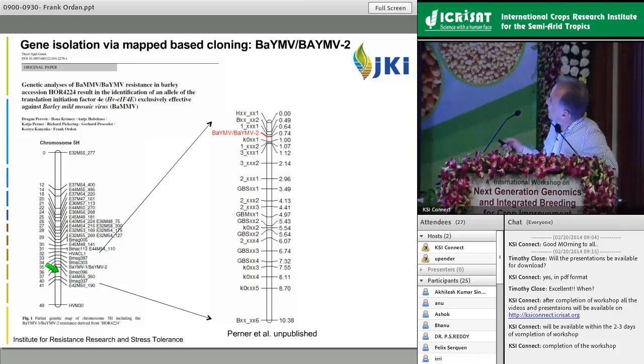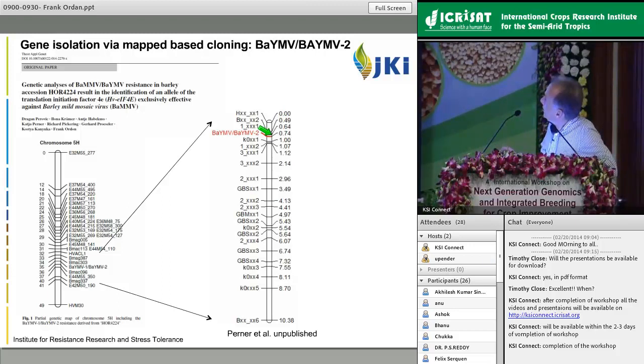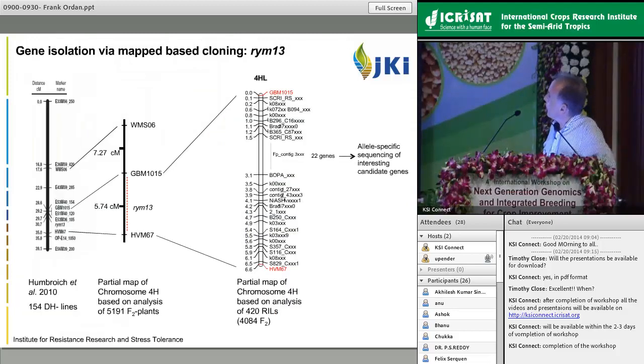So we just conducted the same procedure, and up to now we were able to map this gene to an interval of around 0.3 centimorgan, and the parental lines of this population are at the moment being analyzed by exome capture in order to identify additional markers and to isolate this Barley mild mosaic virus gene, in cooperation with Andreas Graner. So, up to now, we were quite lucky with marker development and with isolation of these resistance genes, but a different story is RYM13.